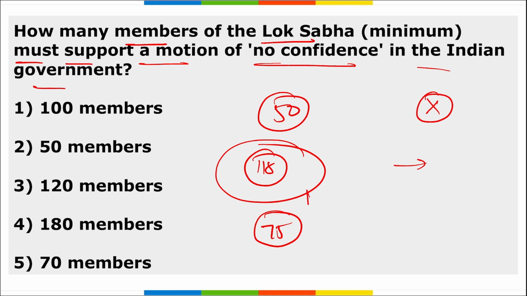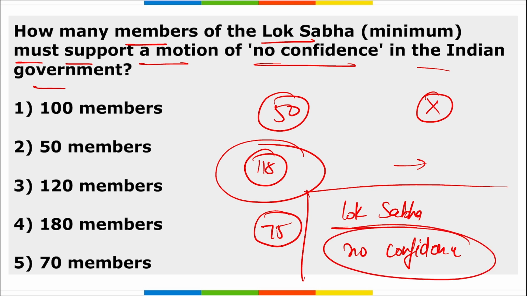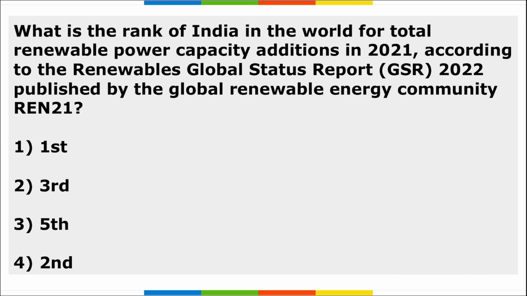Next thing, in which house is the no confidence motion introduced? An important question. So remember, the no confidence motion is introduced in the Lok Sabha only. This is an important question that can be asked. So the correct option here is that a minimum of 50 members are required to support a no confidence motion, which is only passed in which house? It is only passed in Lok Sabha.